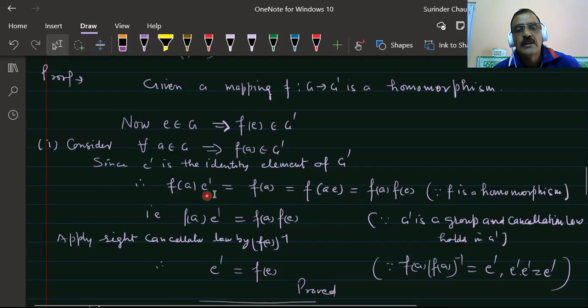This implies this is equal to this is equal to this, first and last. This implies f(a)·f(e) = f(a)·f(a)... Now G' is a group, so these are elements of a group. So the cancellation law, left cancellation or right cancellation, holds in G'. So now apply the right cancellation law by f(a) inverse.